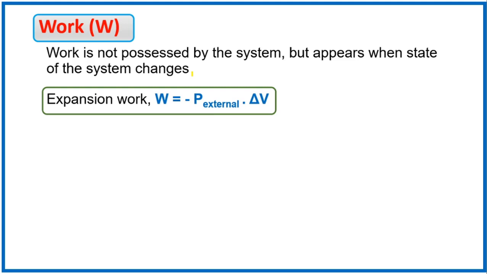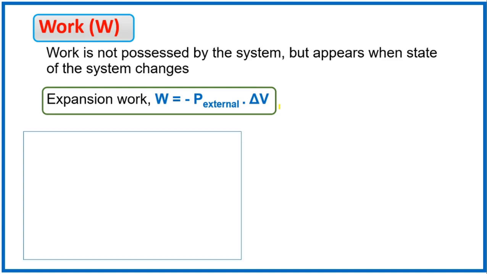So if we say, for example, there is an expansion work, a gas is undergoing expansion, then its W can be calculated with the help of this equation: minus P external into delta V. P external means the external pressure against which the gas is undergoing expansion, and delta V is the change in volume. So how much volume of the gas is changed there. So we can have two types of work depending on the sign.